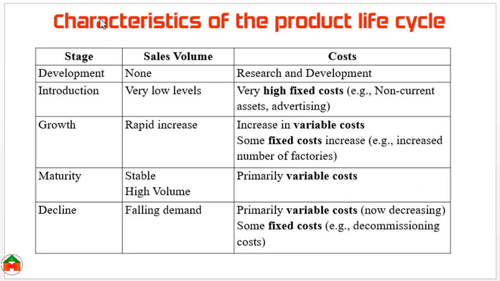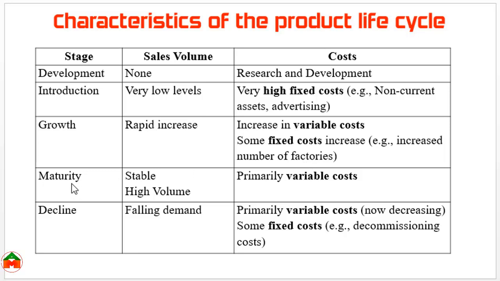Here we can see the characteristics of the product life cycle. In the development stage, we don't have any sale, but we have to spend lots of money for research and development. In the introduction stage, sales volume is low, but we have to spend high fixed cost for non-current assets and advertising. In the growth stage of the product life cycle, we observe rapid increase of sales. In case of cost, we can see there is an increase in variable cost, as well as there are some fixed cost increment for increased number of factories.